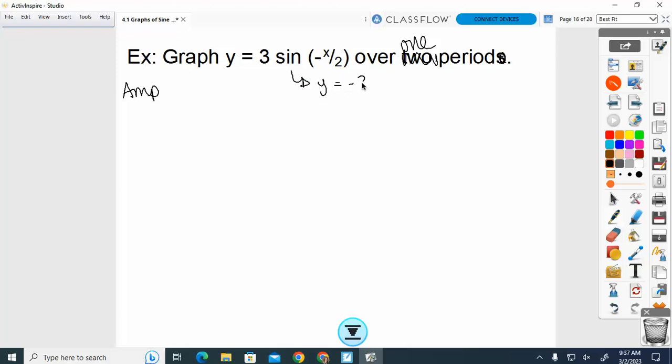So this is a negative 3 sine of 1/2 x. I pulled the negative out in front. So my amplitude is still the number in front, which is positive 3. What would that negative do to my graph? That would flip it over. Right.